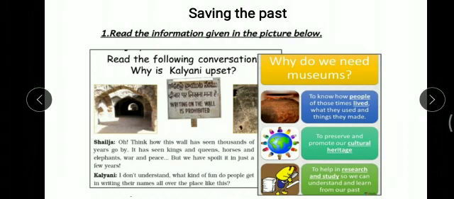Why do we need museums? To know how people of those times lived, what they used and things they made, to preserve and promote our cultural heritage, to help in research and study so we can understand and learn from our past. Many times it happens that people, when they visit historical places, write their names on the walls and litter everywhere. Now, it is our moral duty to preserve our heritage and stop people from doing such things.